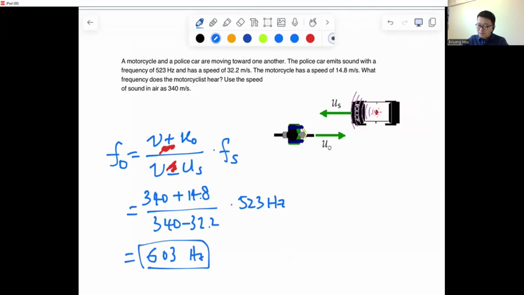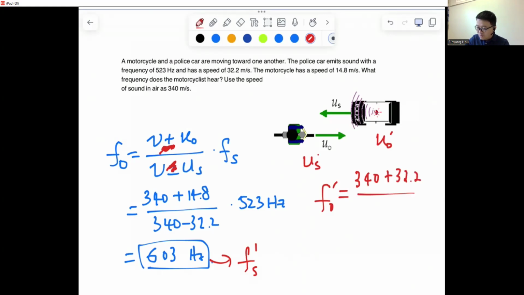And then if we are looking for what frequency is received back by the radar on the police car, then this becomes the new f of s prime. So for the f of o prime, you'll do again 340. Now this guy becomes u of o prime, and this guy becomes u of s prime. So then plus 32.2 on top, 340 minus 14.8 at the bottom, and then times 603. And that would be the frequency heard back by the radar in the police car.